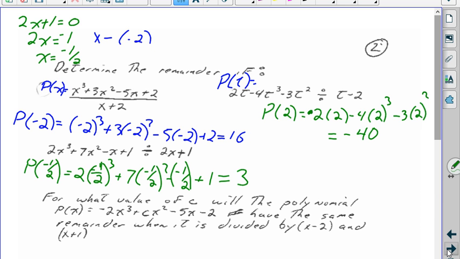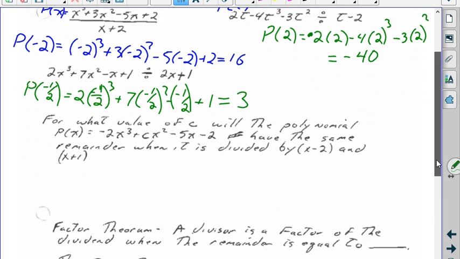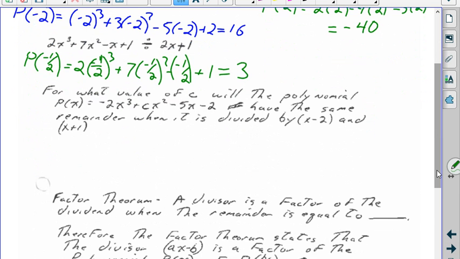Okay. So again, that's what we do. It's again not a factor. 2x plus 1 is not a factor of that because it has a remainder. Now, a couple ways that we will ask you to do this is using some stuff that you did last year.